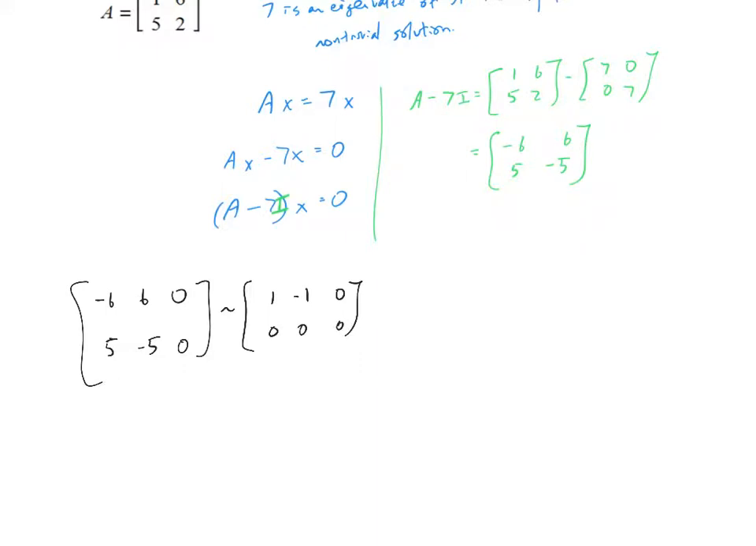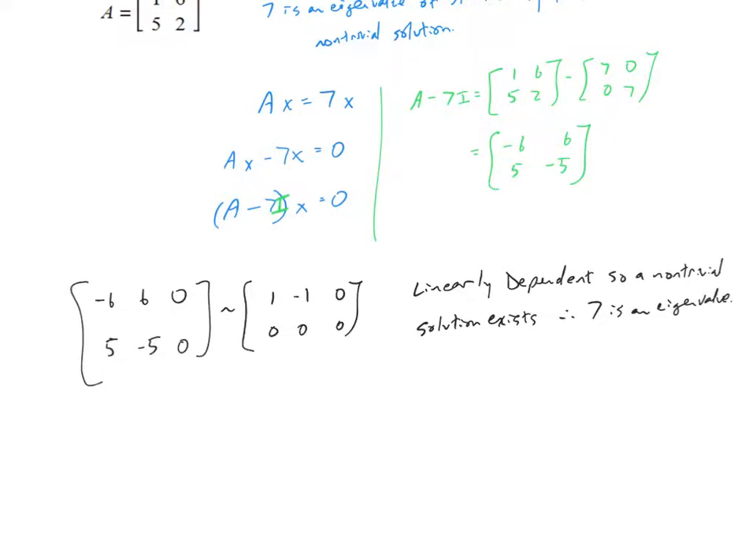So do we have a non-trivial solution? The answer is yes. So at this point, I know that my vectors are linearly dependent. So a non-trivial solution exists. Therefore 7 is an eigenvalue. Cool, we got an eigenvalue. Done. No, not done. We also have to find a corresponding eigenvector.